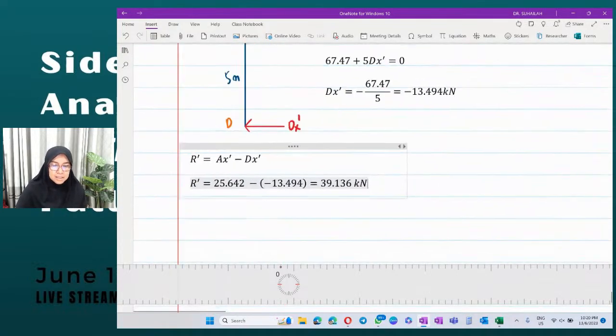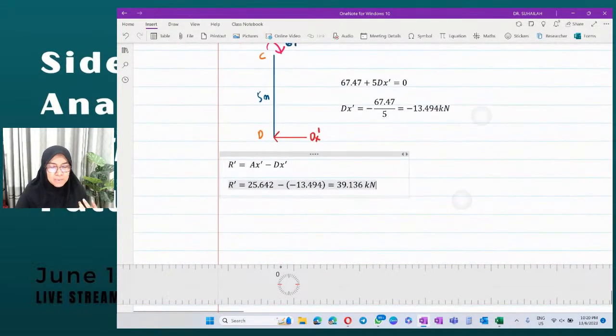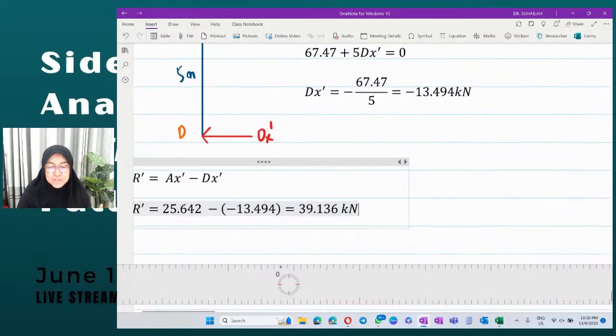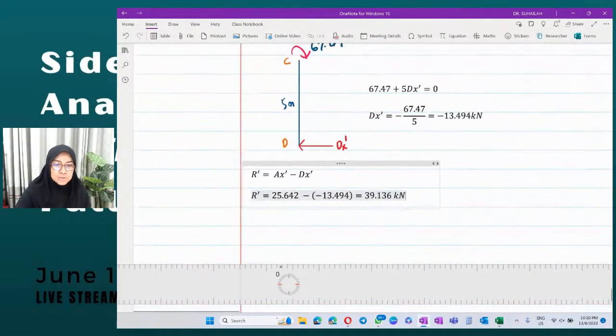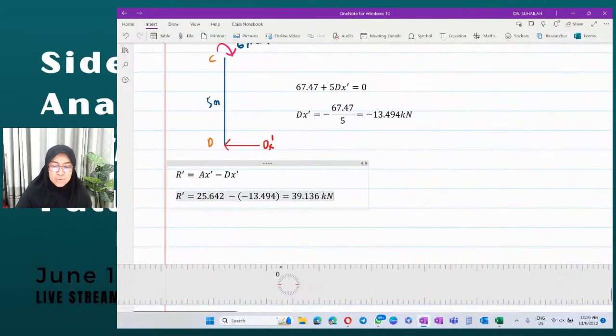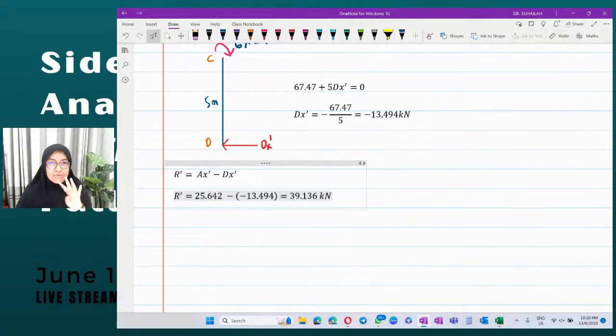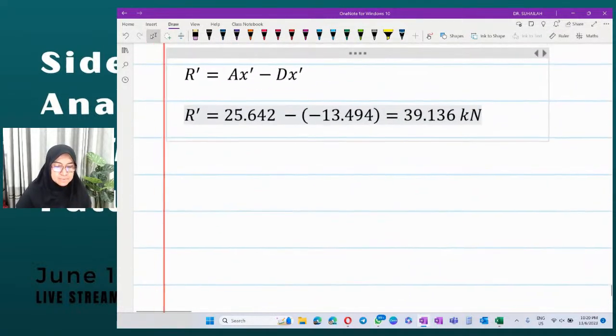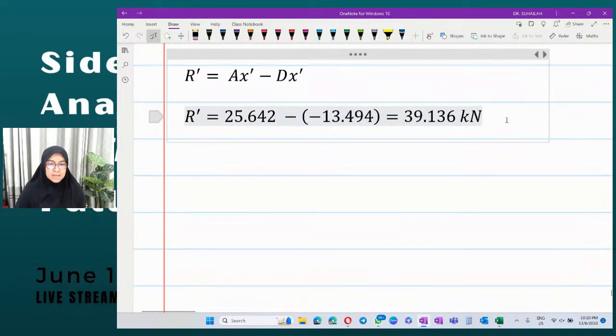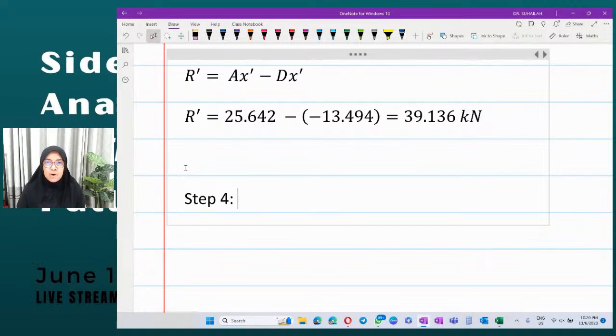Okay. So we already got the R value. So this is the R prime value. So that settles step number 3. We move to step number 4. We want to combine all analysis, combine the end moments from the previous analysis.